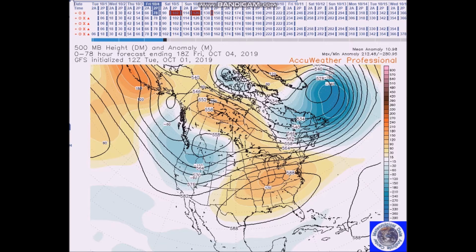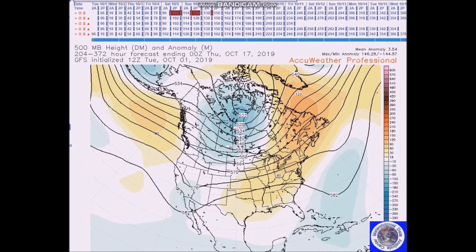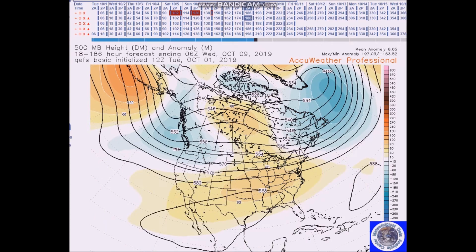October 4th to the 8th. The pattern starts out amplified, but then we gradually go to more of a zonal flow across the U.S. However, we keep a trough here over the northwest. Here's our ridge across southern states in the southeast, and that gets suppressed to the south. So we can see we have a zonal flow here. The models are in good agreement.